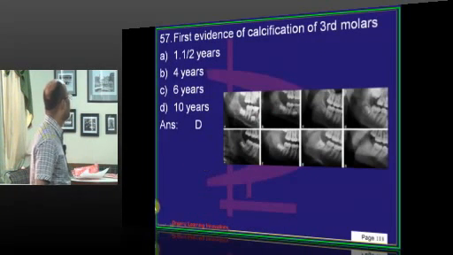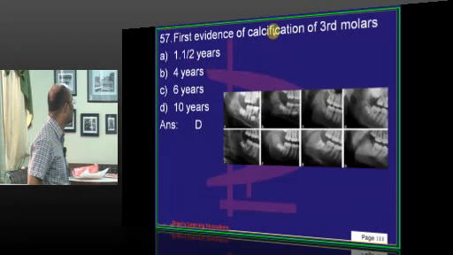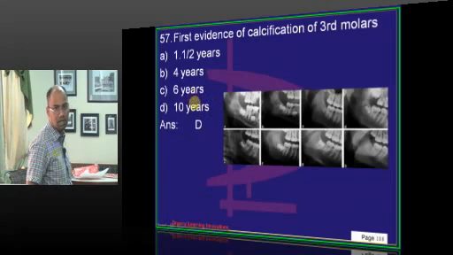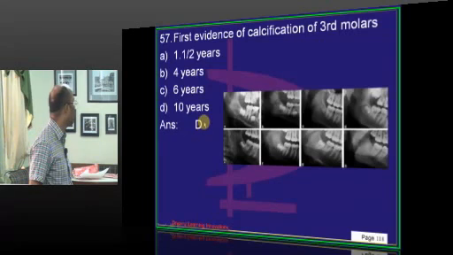First evidence of calcification of third molars. Now 6 years you cannot give, because that is initiation. So calcification is 8 to 10 years. So 10 years is a probable answer.